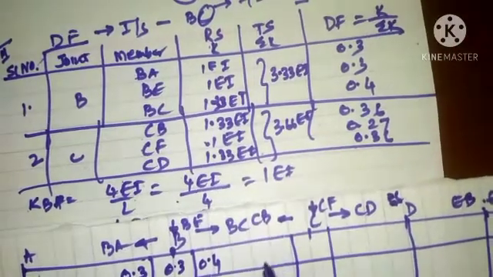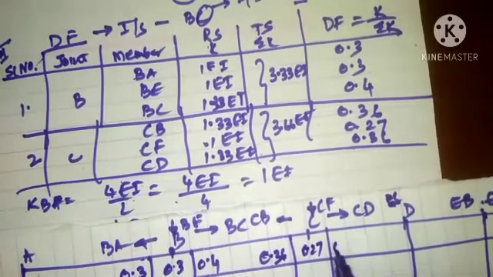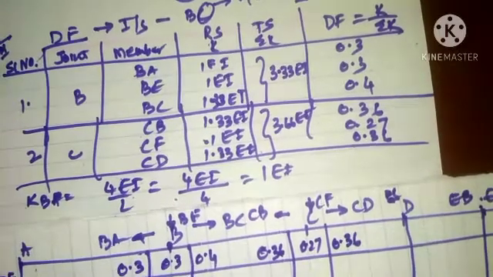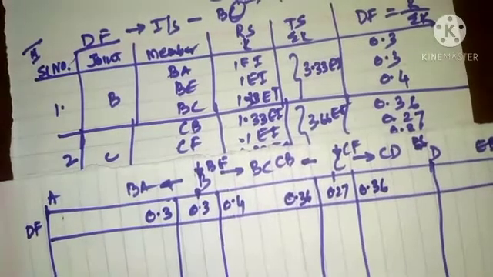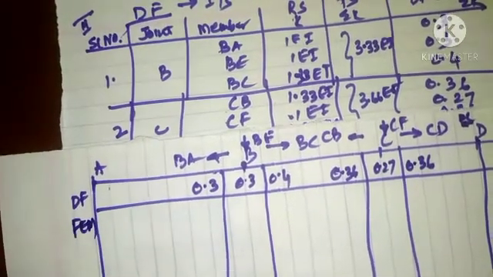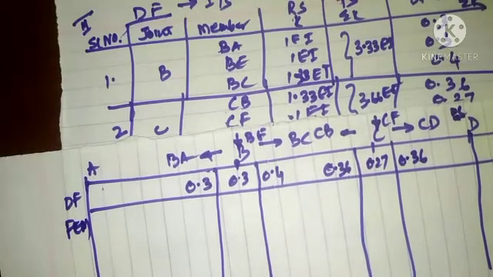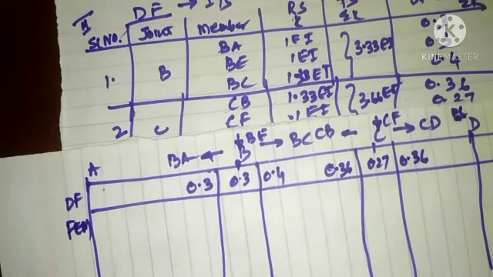Next is 0.36, 0.27 and 0.36. These are nothing but the distribution factors for B and C. Moving ahead, we will find out what the fixed end moments are now. Now the fixed end moments, what we had calculated just before.